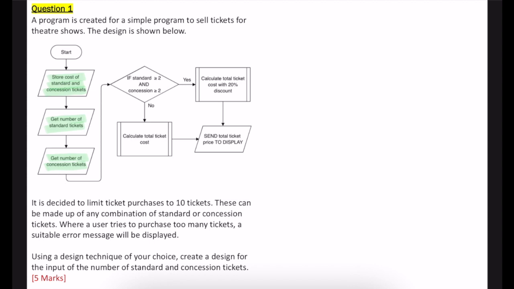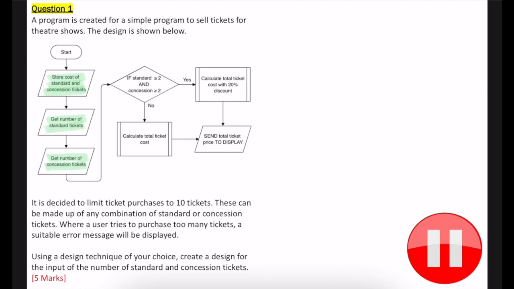It is decided to limit the number of tickets purchased to 10. These can be made up of any combination of standard or concession tickets. Where the user tries to purchase too many tickets, a suitable error message will be displayed. Using a design technique of your choice, create a design for the input of number of standard and concession tickets. Pause the video now and have a go at designing the input validation for this question.